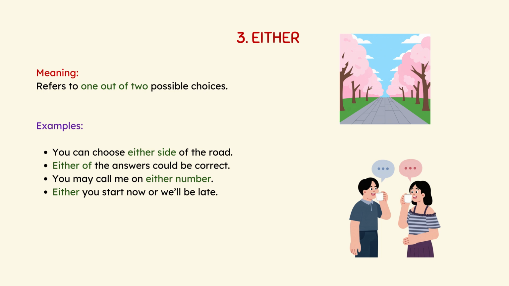Either of the answers could be correct. You may call me on either number. Either you start now or you will be late. Remember, either is used when we are talking about two choices only. It helps us express that one option is acceptable.